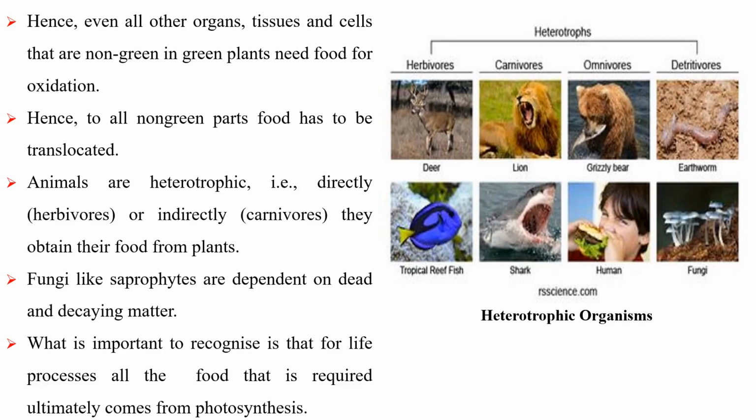Animals are heterotrophic, that is, directly or indirectly, they obtain their food from plants. Fungi, like saprophytes, are dependent on dead and decaying matter. What is important to recognize is that for life processes, all the food that is required ultimately comes from photosynthesis.